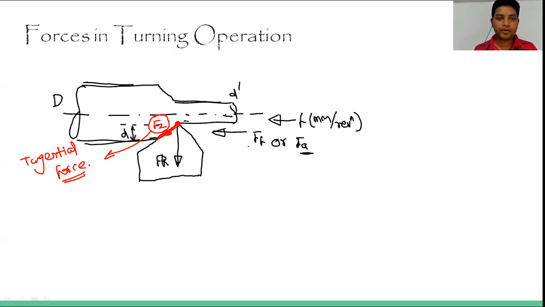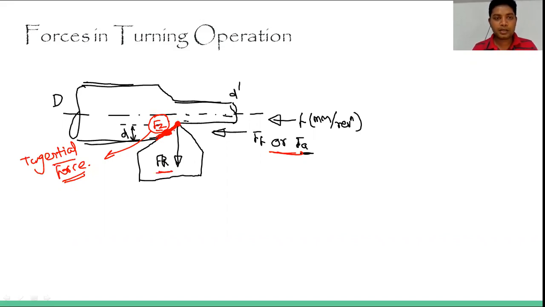First is the feed force, which we can also call Ff. Then Fa is the axial force, Fr is the radial force, and Fz is the tangential force. Now, if we talk about this Fz, it is always maintained at the tool-chip interface, meaning the tool and the workpiece interface.